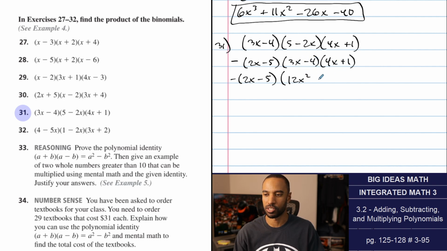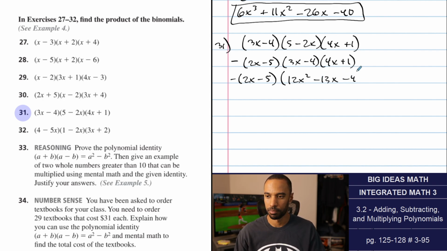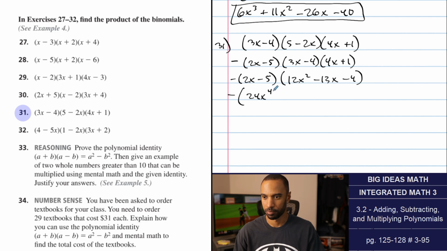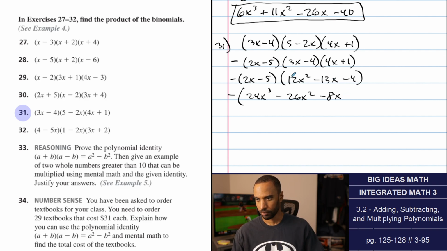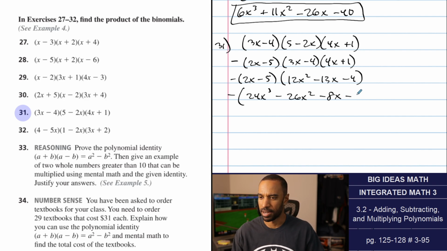Plus 3x minus 16x. And then minus 4. All right, negative stays on the outside. After this one, I'll bring it in probably. All right, 24x to the fourth, or to the third. Minus 26x squared. So 8x. Okay, negative 5. Minus 60x squared plus 65x plus 20.